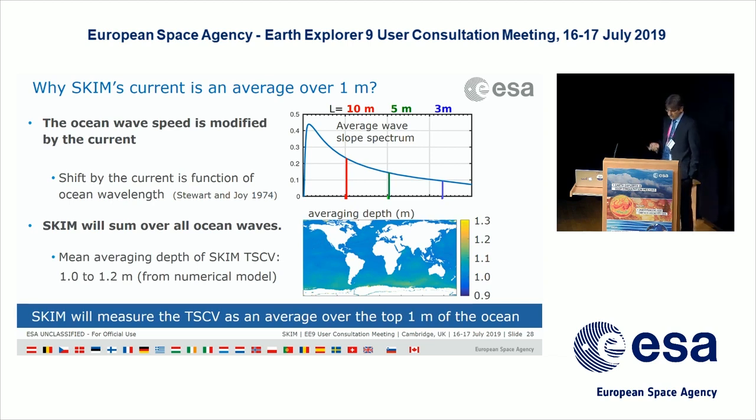The reason why it's 1 meter is that the ocean wave speed, and we're actually measuring everything through the ocean waves, the phase speed of the waves is modified by the current. You get a shift of the phase speed, it's just a Doppler shift of the phase speed of the ocean waves. And the ocean waves have a spectrum of slopes, and because the power that you measure with the radar is related to the slopes, essentially the speed is going to be weighted by the slope spectrum.